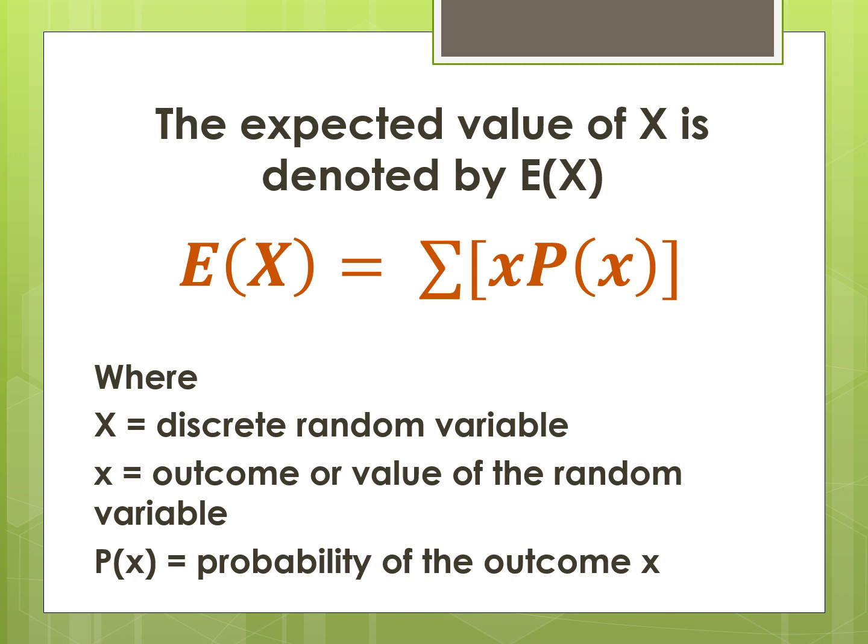In finding the expected value of x, denoted by E(X), we will be using the formula. We have the sum of the product of the outcome or value of the random variable and their corresponding probabilities. So we'll just multiply the given outcome x and their corresponding probabilities and then add them up. Then the acquired value will be the expected value of x or the mean.